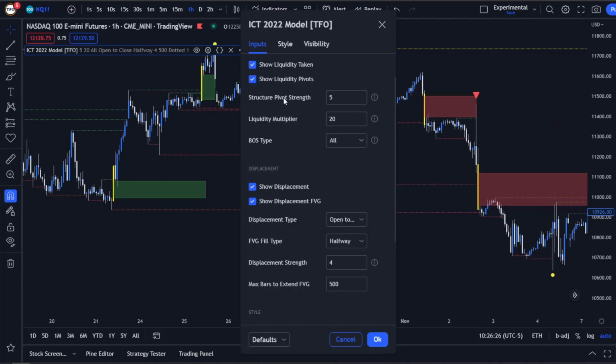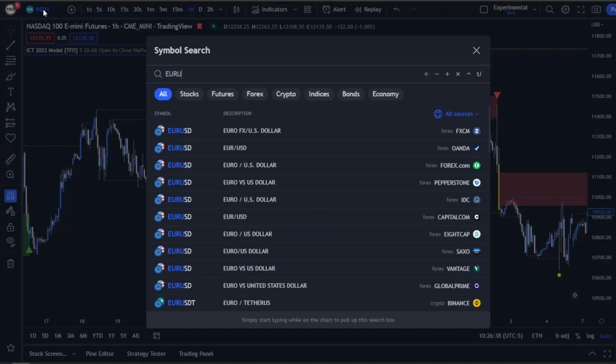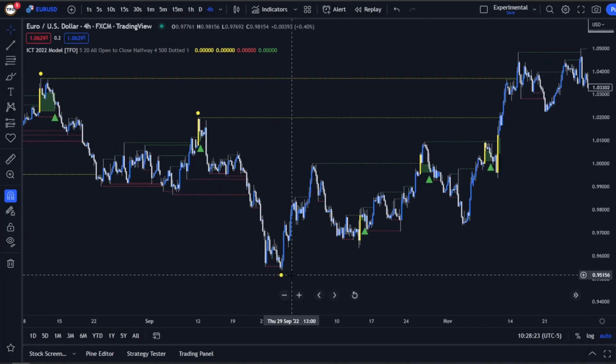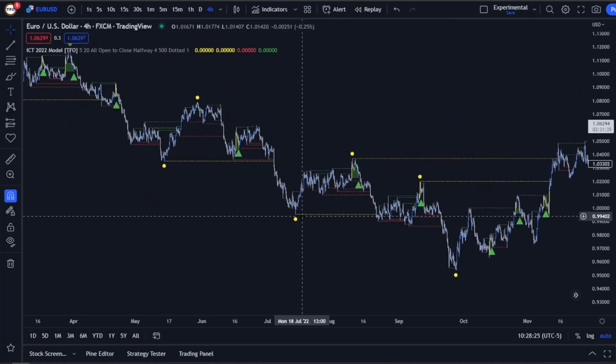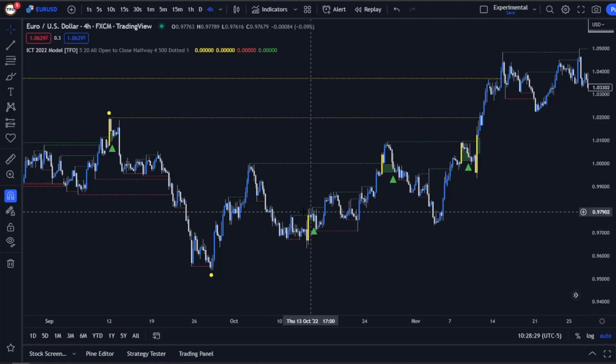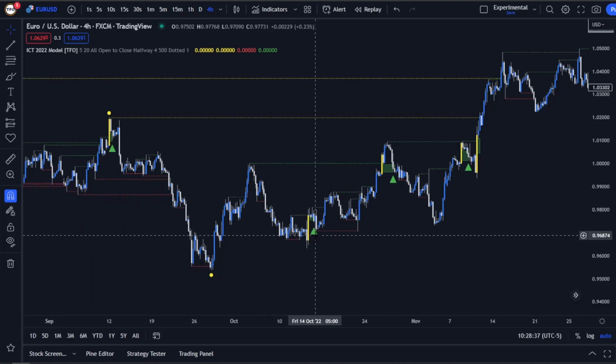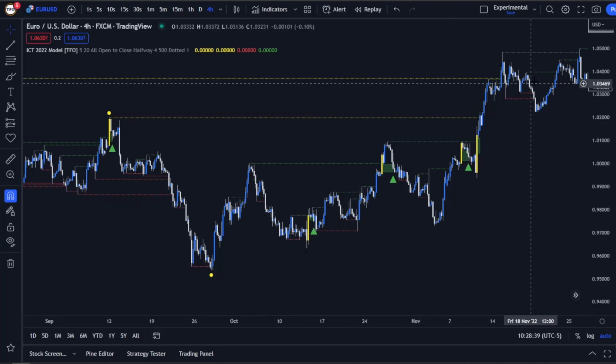And I think the structure pivot strength is set to 3 by default. I usually like to have this on 5 and 20 right here. And that's pretty much for all time frames. So if I go to something like Euro USD, so I am on a 4-hour chart here, and it's seeing that we took out this previous liquidity right here, and now we're just looking for displacement through previous swing highs, and we're only considering bullish moves and bullish fair value gaps because that SSL was taken. So now we are expecting buy side liquidity to be looked for.